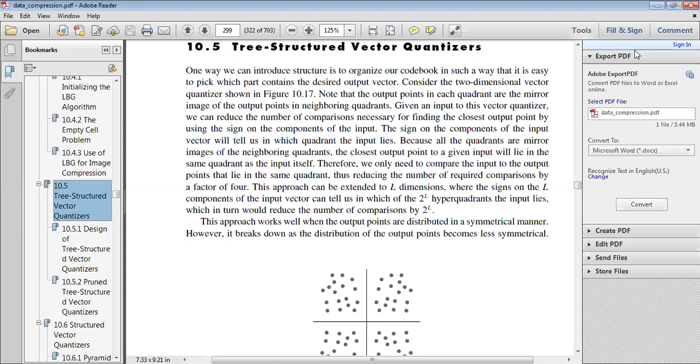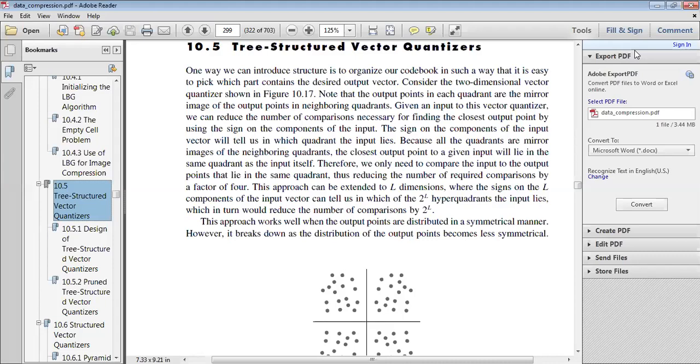And again the same process will be continued till we reach the level. And we also have seen that there are two types of structure vector quantizer. First is a symmetrical vector quantizer and second one is a non-symmetrical vector quantizer.